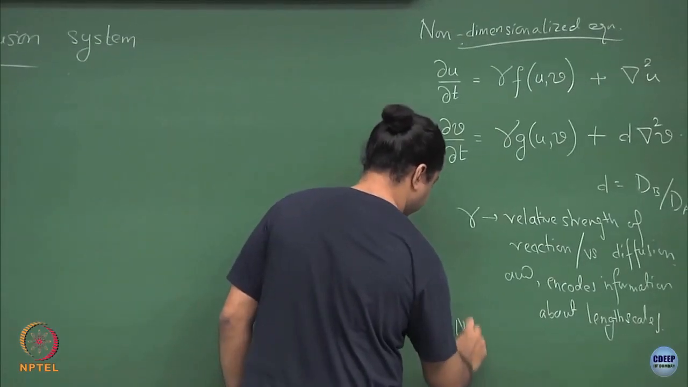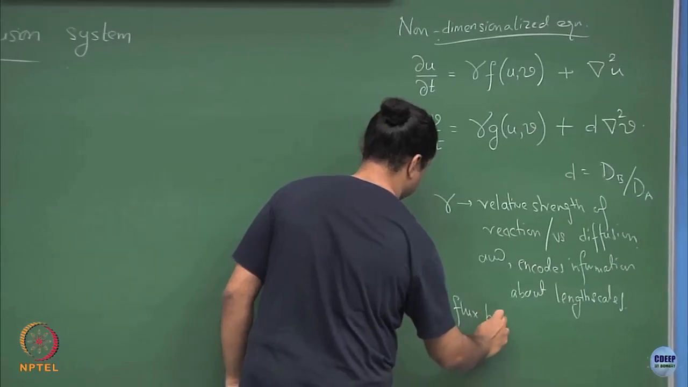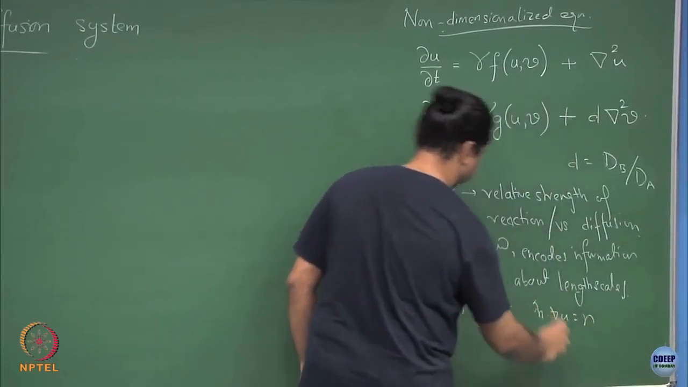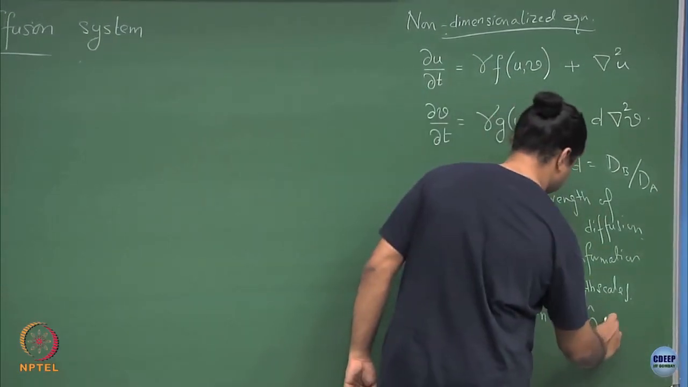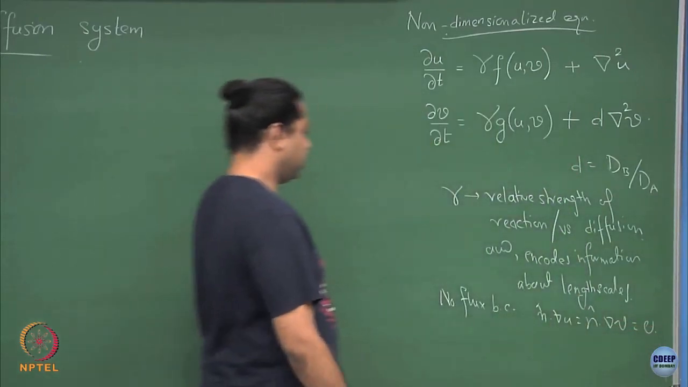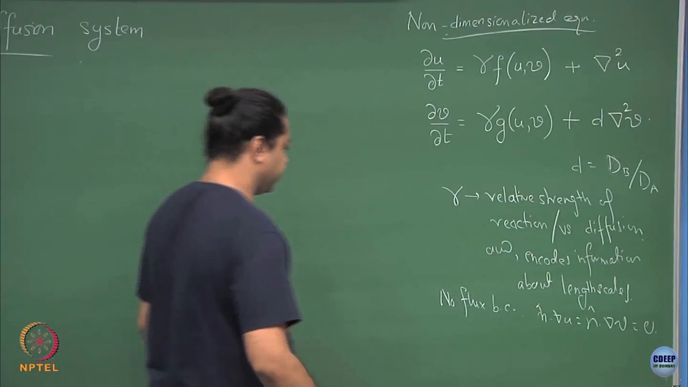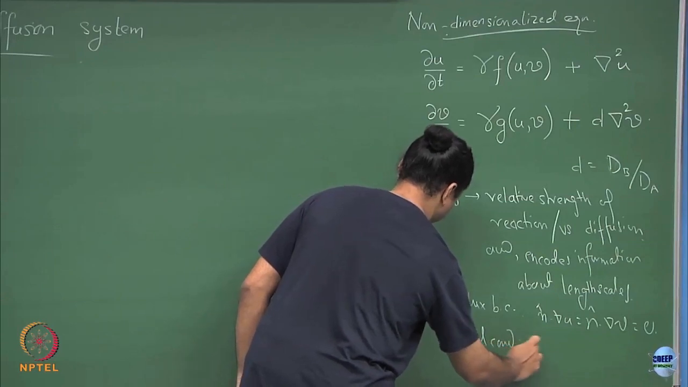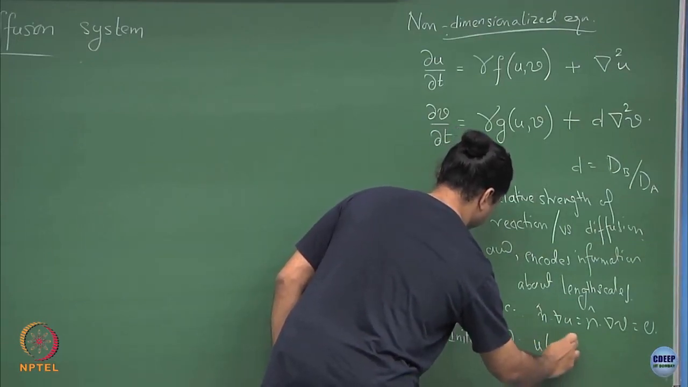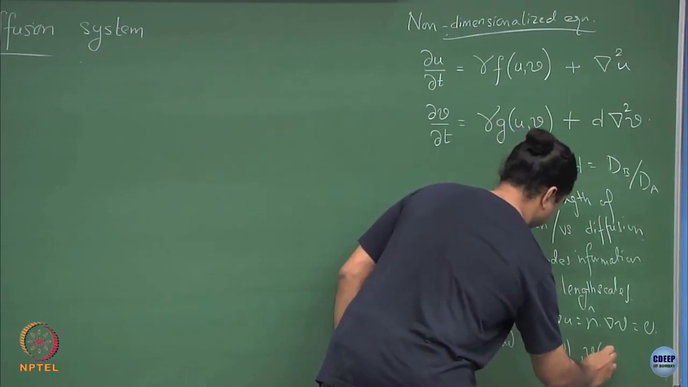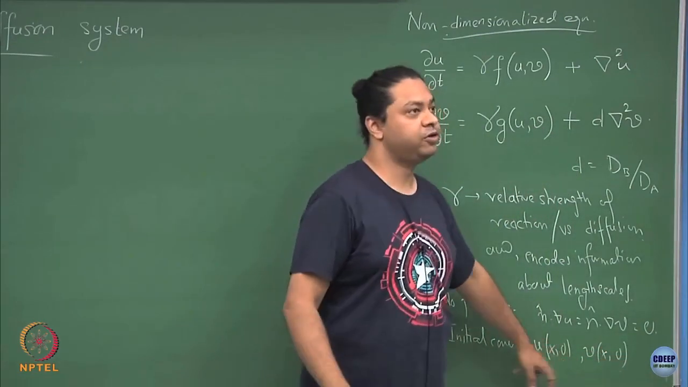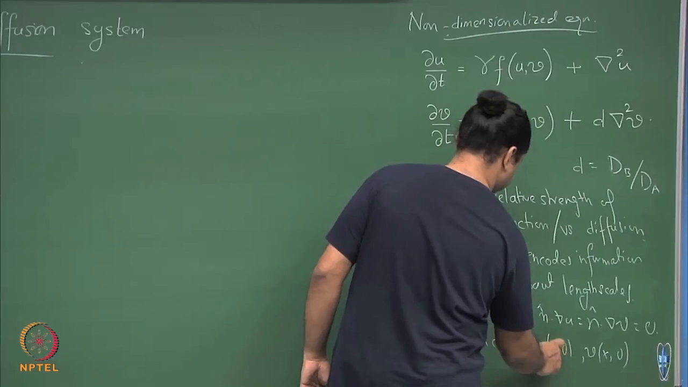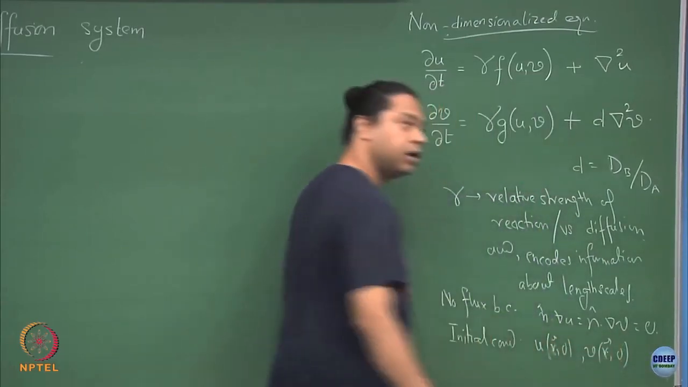So, let us say I have some boundary conditions, no flux boundary conditions, which is n dot grad u is equal to, n being the surface normal, n dot grad v is equal to 0, and let us say that I have specified for you the initial conditions: u of x comma 0 and v of x comma 0. So, this is at time t equal to 0, what were these concentrations u and v. x, or generally r, you can write it, it is in 3D. So, these are also given.